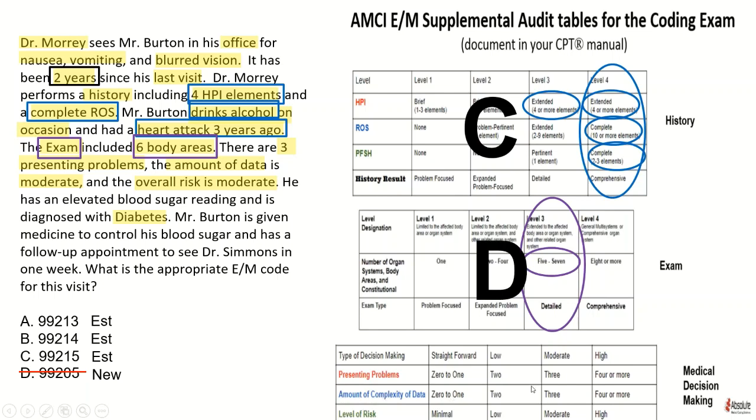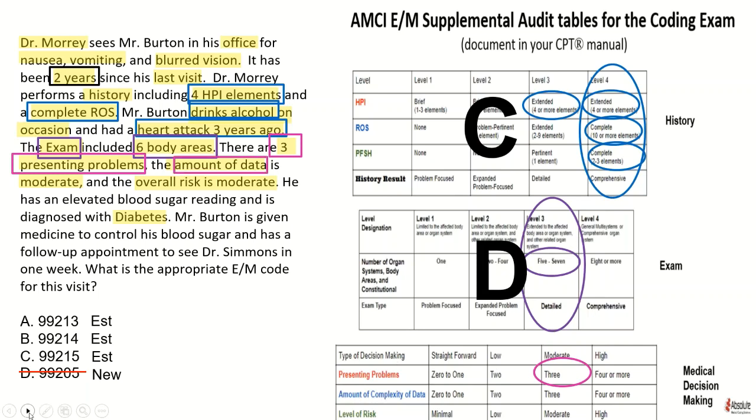Now, finally, we got to figure out the MDM. That's the medical decision making. And it tells us in our scenario, we have 3 presenting problems. So for MDM, we have to figure out presenting problems, amount and complexity of data, and the level of risk. So for our problems, we have 3. All right, so let's circle that. All right, that gives us a moderate presenting problems.